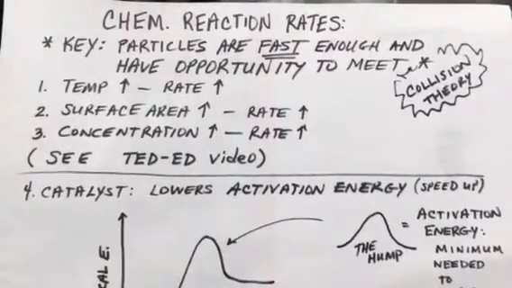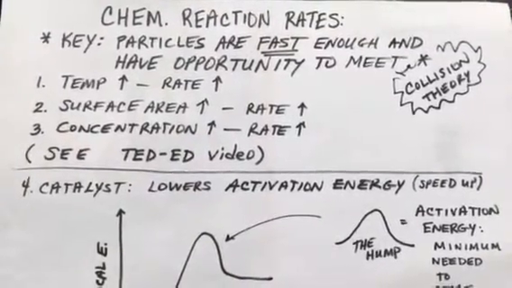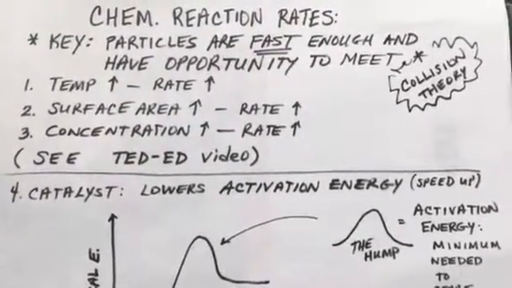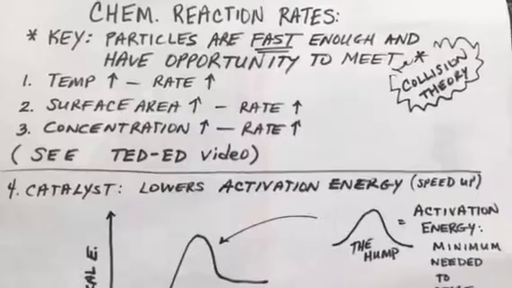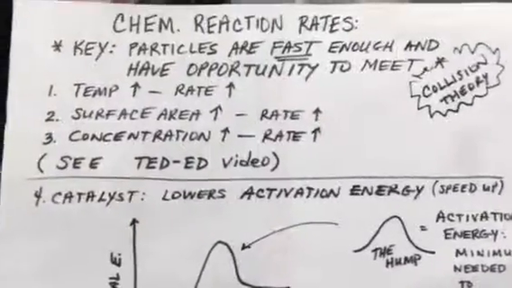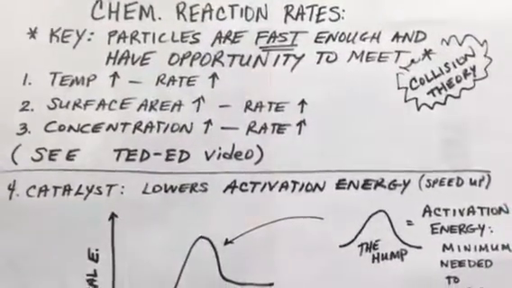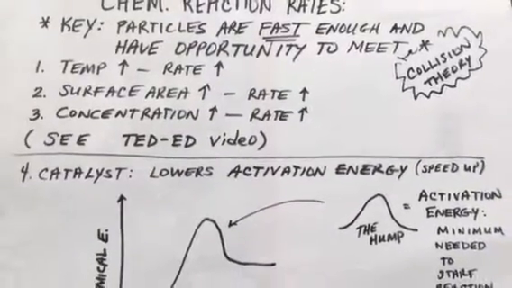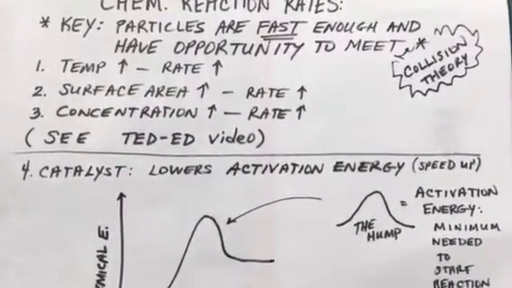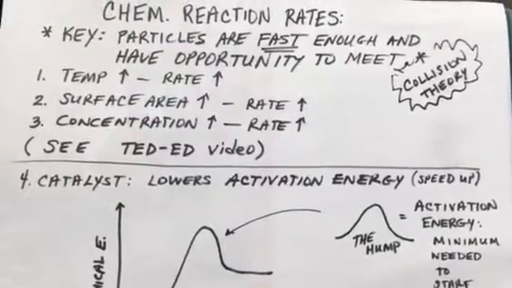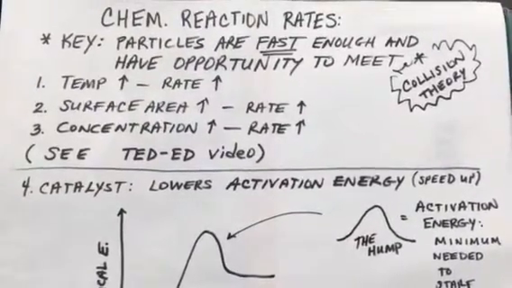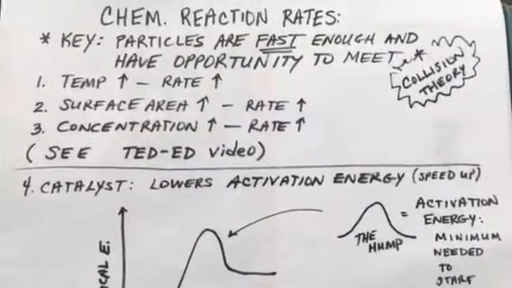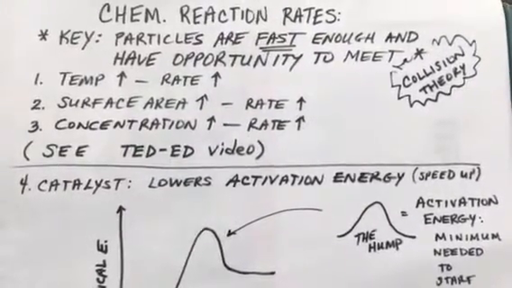We need to talk about chemical reaction rates for a minute. And so this video is going to talk about several factors that affect the speed of a chemical reaction. And the key to all this is that the particles in a chemical reaction have to be going fast enough and have opportunity to meet so that they can react.